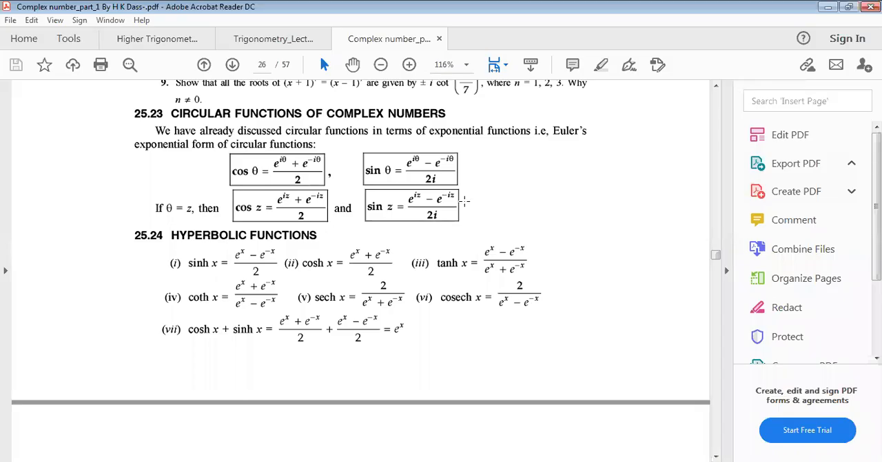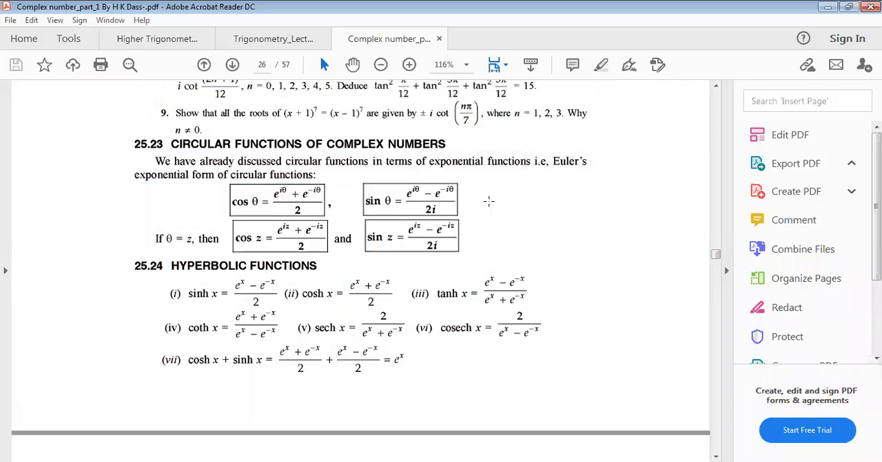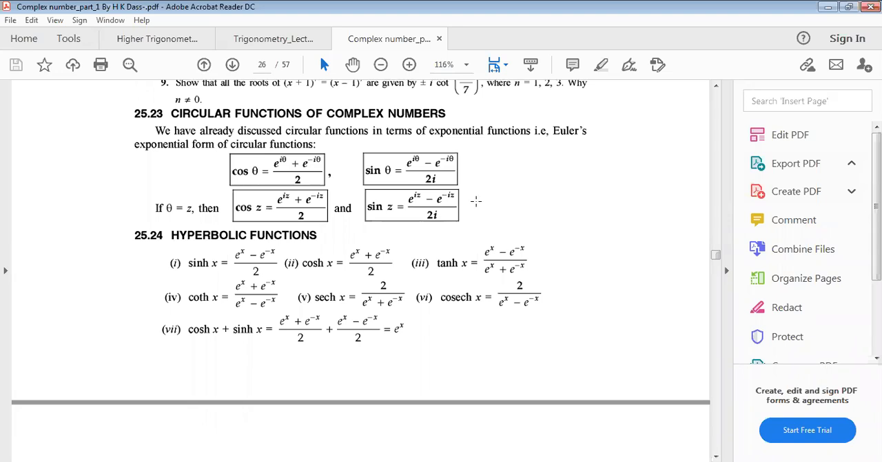Okay, today this is the second part of higher trigonometry lectures. First of all, today we will discuss the main topic, circular function of complex numbers. Circular function and complex number, these are two types of words.